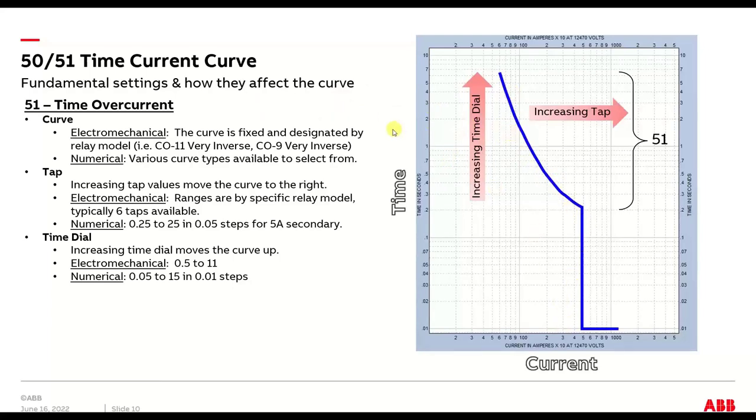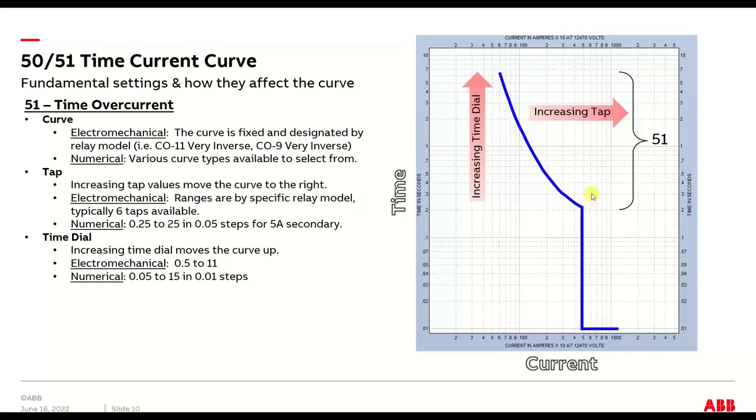Now, the curve is broken into a couple parts. The first device that we'll cover is the time overcurrent, which is an overcurrent that is delayed, and the trip response is inversely proportional to the amount of fault current. So the higher the fault current or the higher the overload, the faster the device will trip. And it represents this piece of the curve right here. So in your 51 device, you have basically three settings you have to be concerned with. The curve, which is this piece here, how it's sloped. There's a couple different definitions of different kinds of slopes that you can choose from.